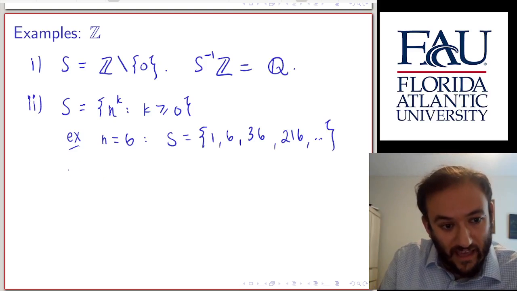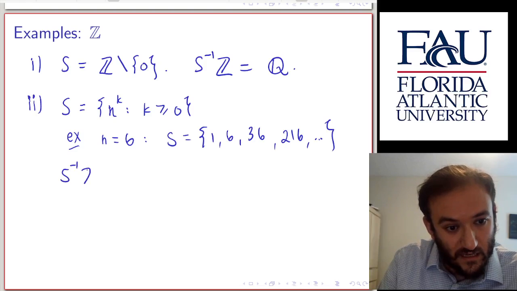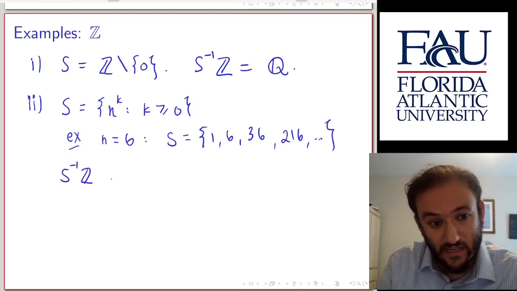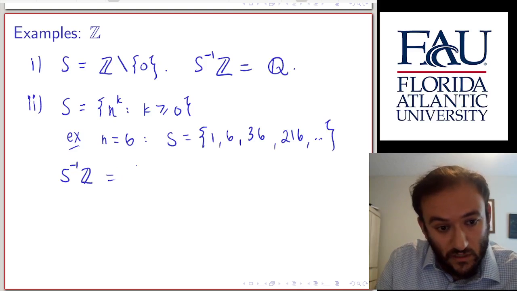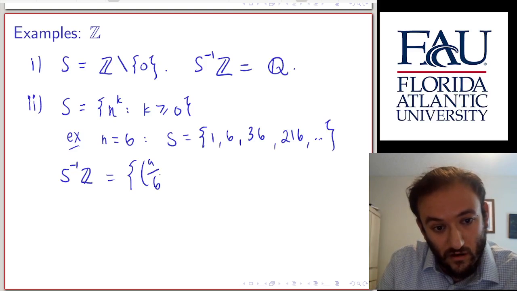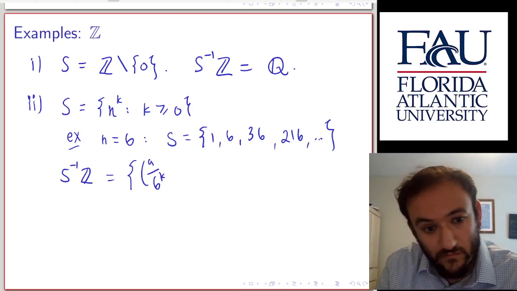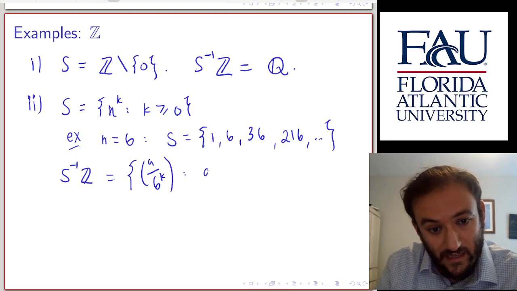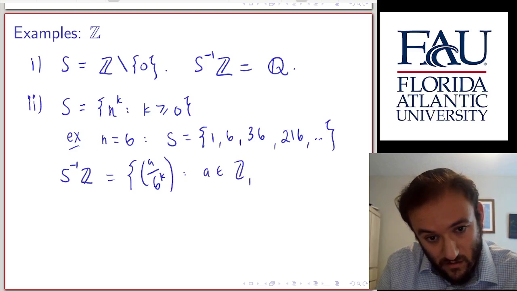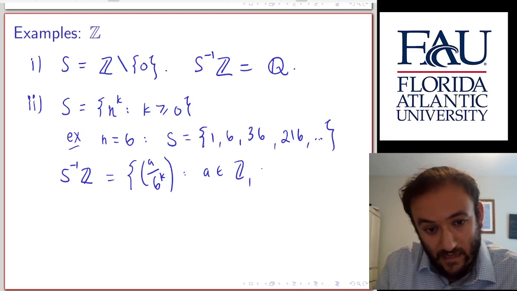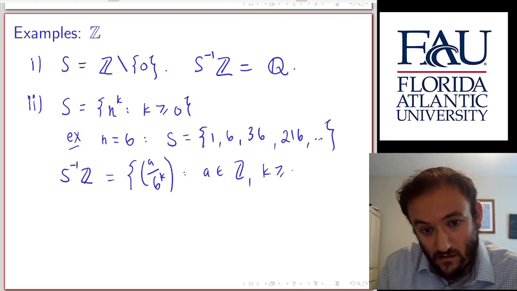When we want to look at S inverse of Z, the localization of Z at S, this will look like the set of fractions of the form a over 6 to the k, where a is any integer and k is a non-negative integer.